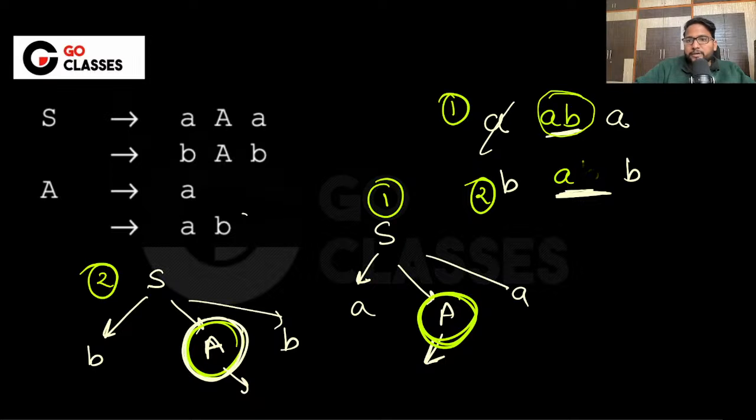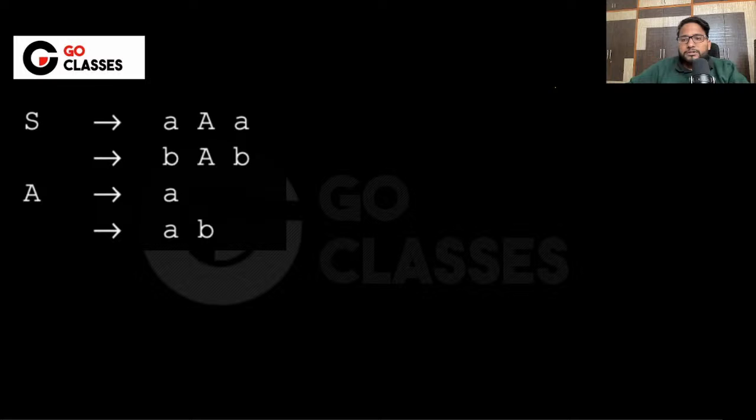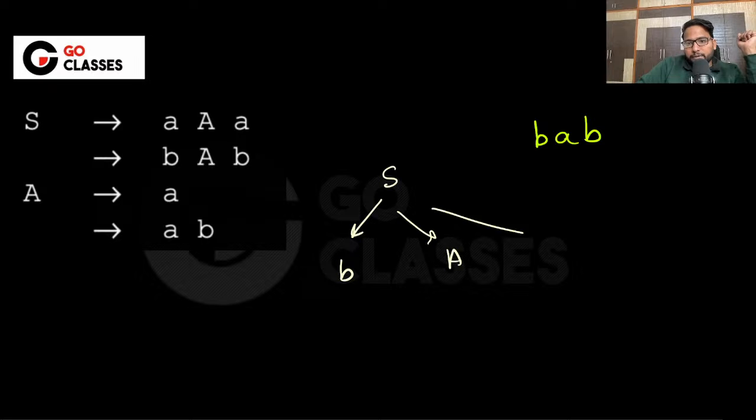Okay, this is just BAB. What I'm trying to say here is, suppose BAB is the string. Now, if BAB is to be parsed, let's just parse BAB. You will go to this B, A, B.